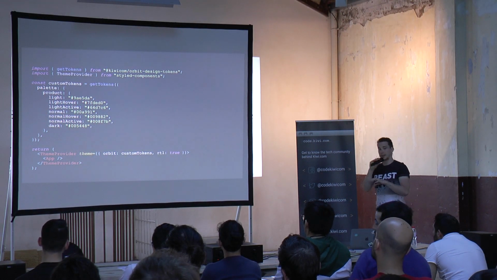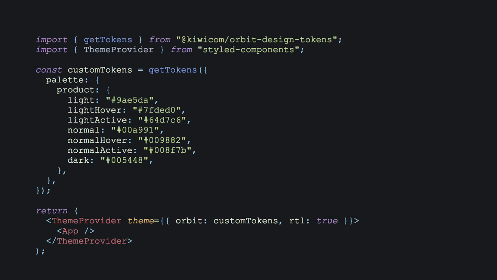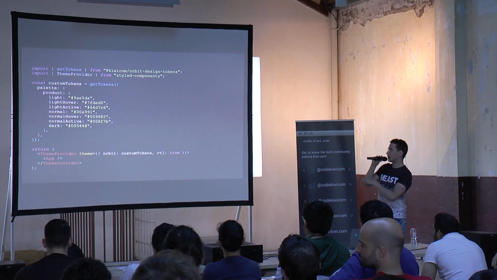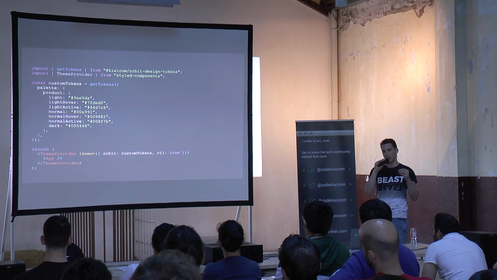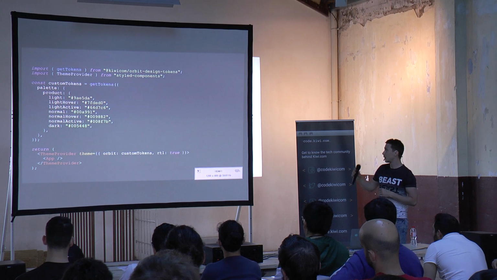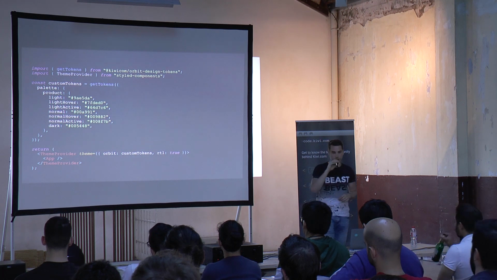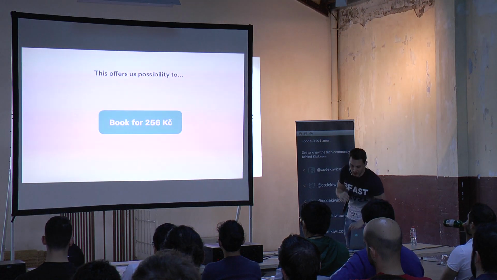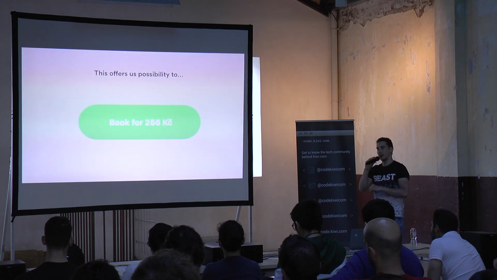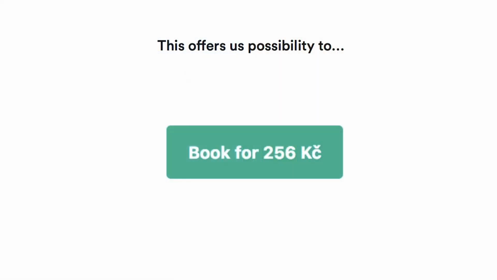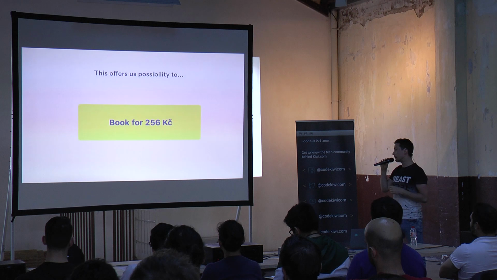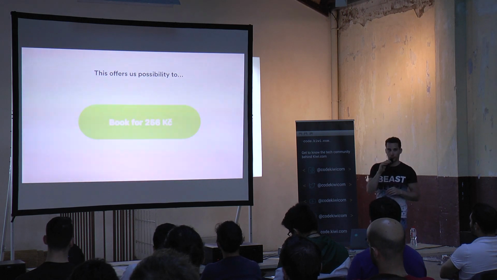So how does the theming work? It's pretty simple because we are providing a function. From the tokens, we can pass an object with some overrides, and then it's going to return a full plain object of tokens. And then we just pass it to the theme provider from styled components. In the end, this offers us the possibility of changing the UI pretty easily from one place, and the button can look totally different from the basic styles.